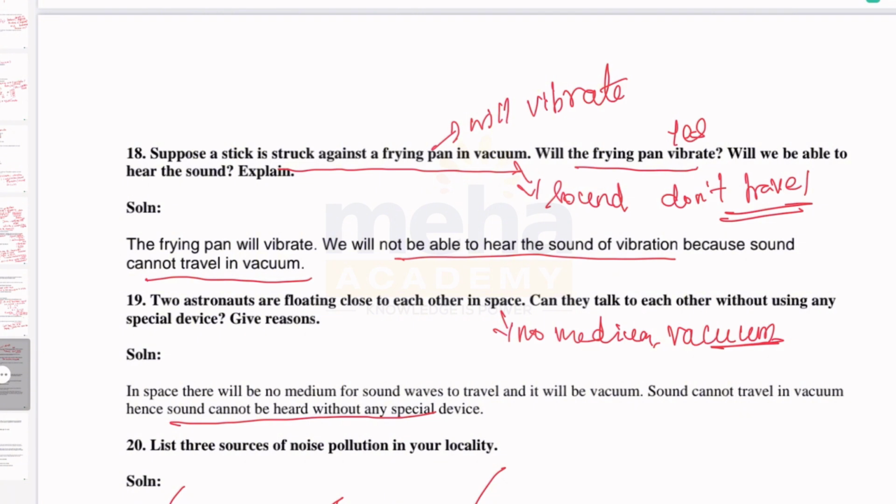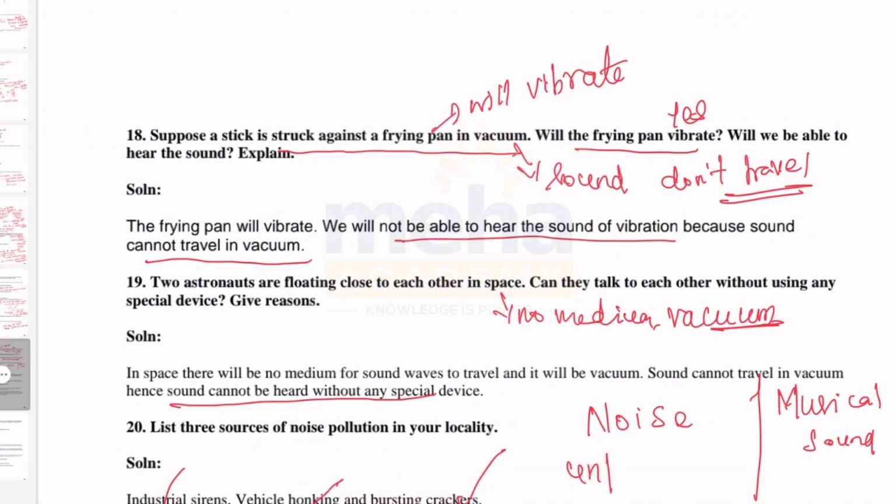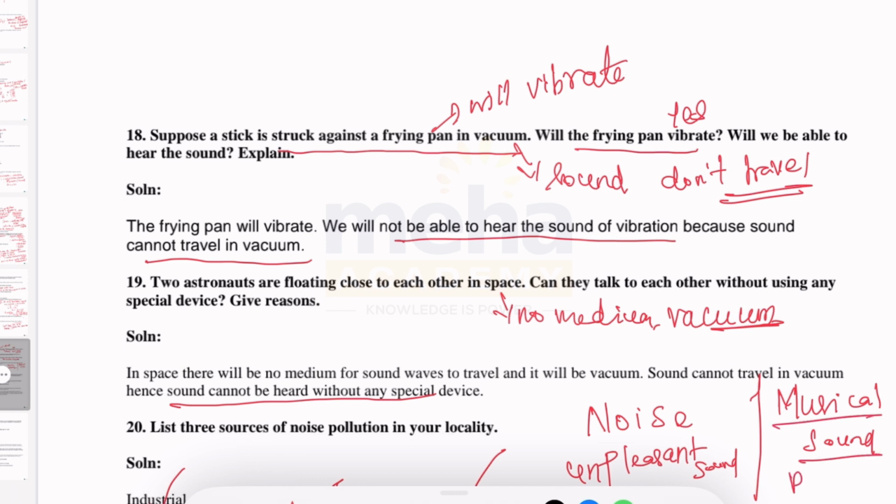Then we will talk about what is a noise and what is a musical sound. Unpleasant sound is called noise. So what is a musical sound then? Which is pleasing to the ears.